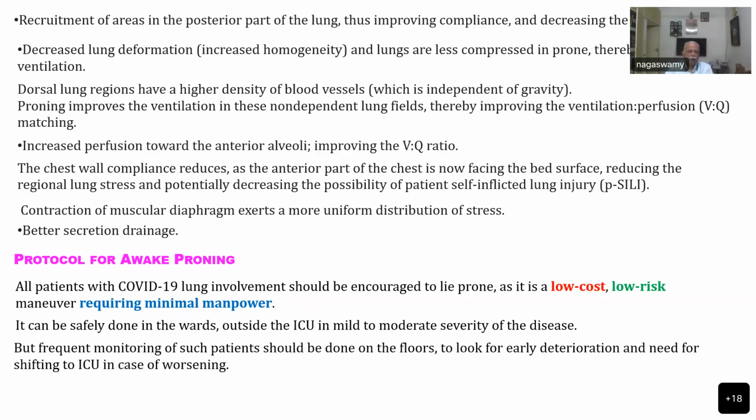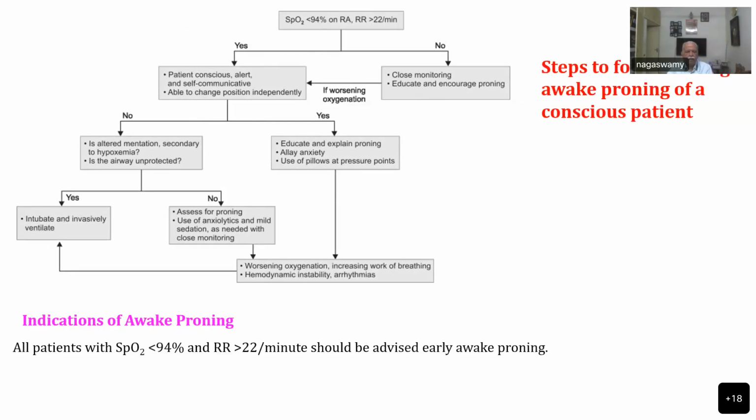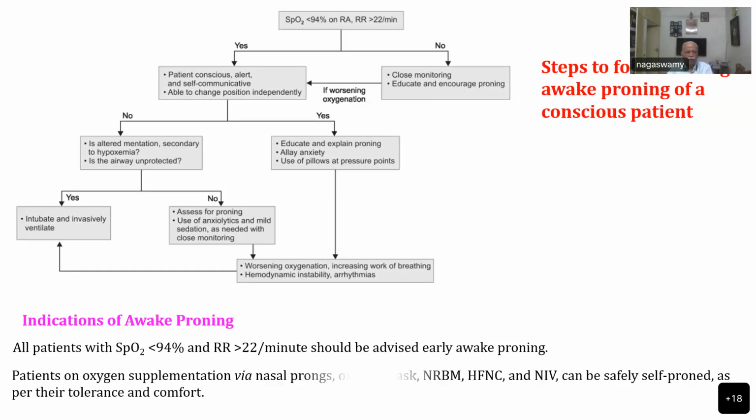And it can be done even outside the ICU. It can be done in the wards, and then it can be done in the ICU in the mild to moderate severe cases. But just because, as he rightly said, you put the patient on prone, don't relax. Always watch out for the worsening of the patient's condition. And the steps, of course, this is something like a flow chart or algorithm which he mentioned. And the indications are normally when the respiratory rate goes up, we always calculated the respiratory rate to FiO2 ratio. That was the formula that we were using to institute early oxygenation in these patients.